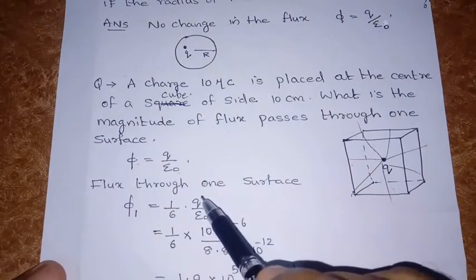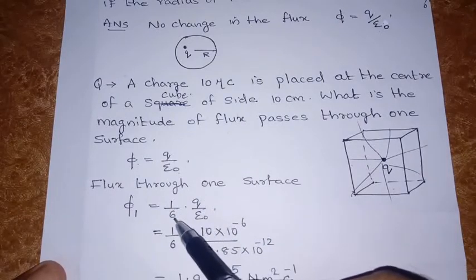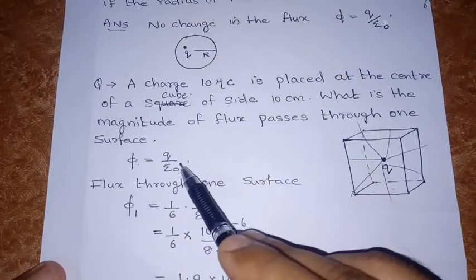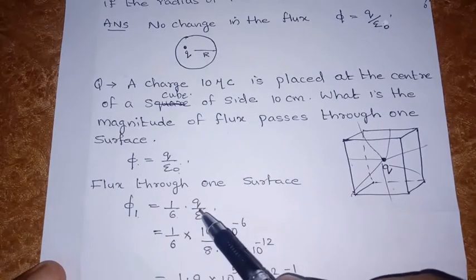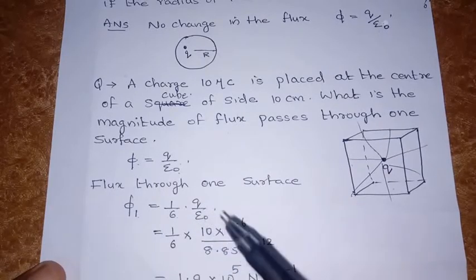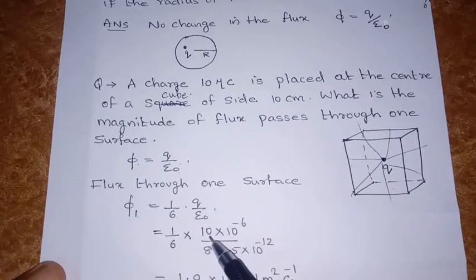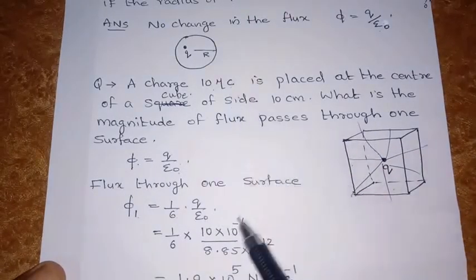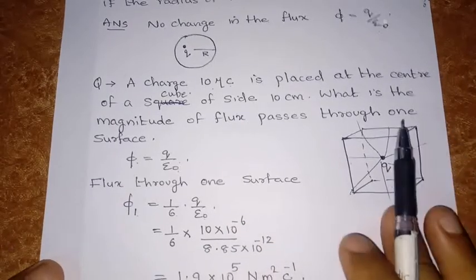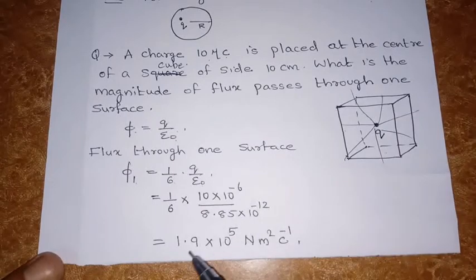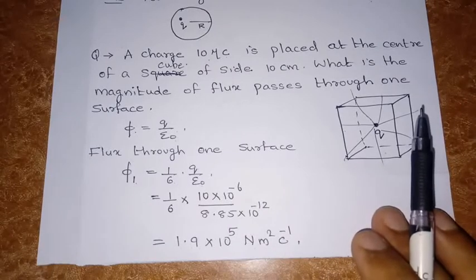The magnitude of the flux passes through one surface will be 1 by 6 the magnitude of total flux. Therefore, flux passes through one surface will be 1 by 6 into Q by epsilon 0. The charge is given 10 microcoulomb, therefore it will be 10 into 10 to the power minus 6 divided by epsilon 0, that is 8.85 into 10 to the power minus 12. The answer will be 1.9 into 10 to the power 5 Newton meter square coulomb raised to minus 1. So that will be the flux passes through a single surface.